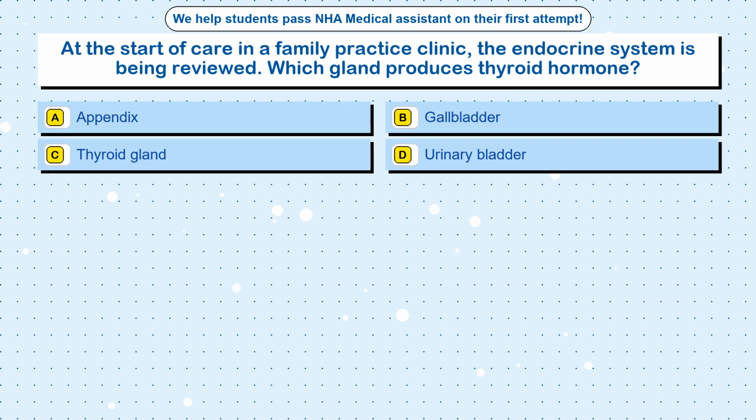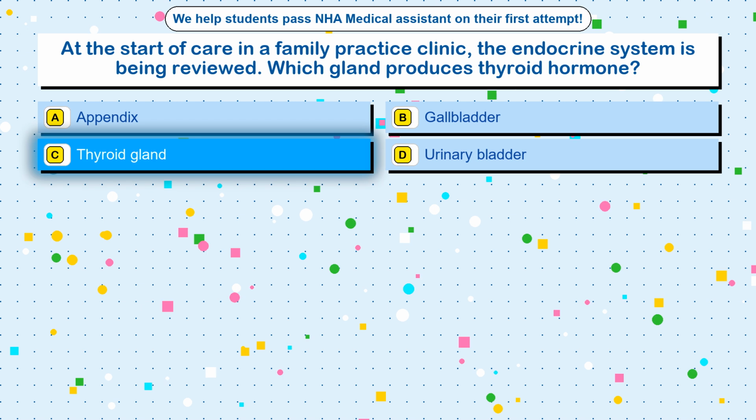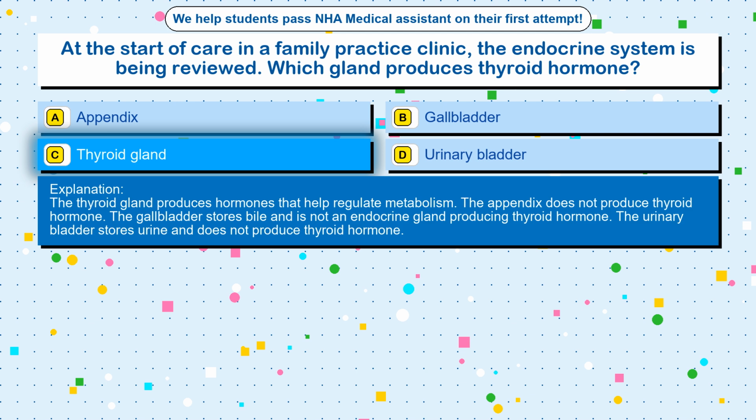Question 95. At the start of care in a family practice clinic, the endocrine system is being reviewed. Which gland produces thyroid hormone? Option A, appendix. Option B, gallbladder. Option C, thyroid gland. Option D, urinary bladder. The correct answer is option C, thyroid gland. The thyroid gland produces hormones that help regulate metabolism.